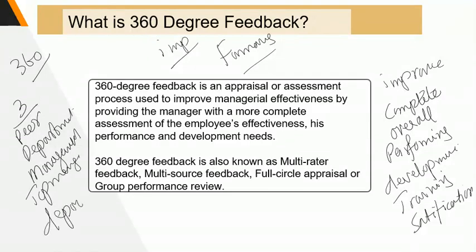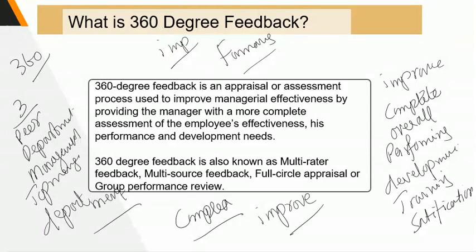So 360 degree feedback has to include different sources for the performance of the organization. Most of the time bigger, complex organizations use it because they want to know complete in-depth details and they want to improve. Smaller organizations will not go for 360 degree feedback because when we have very few employees and very few departments, we will use a straightforward approach for getting feedback from the employees.